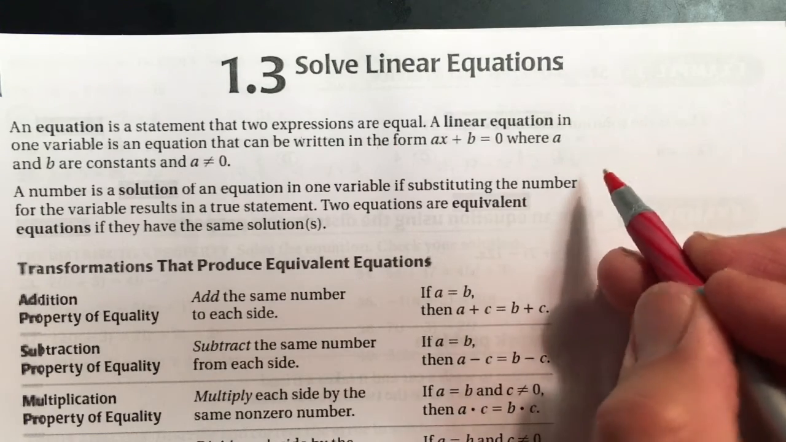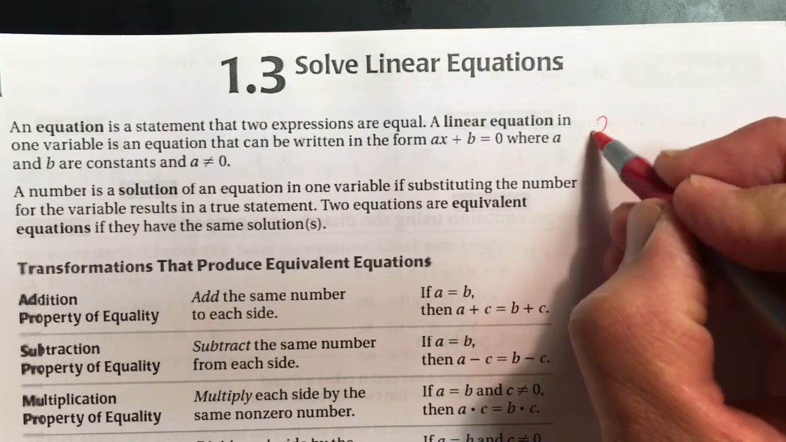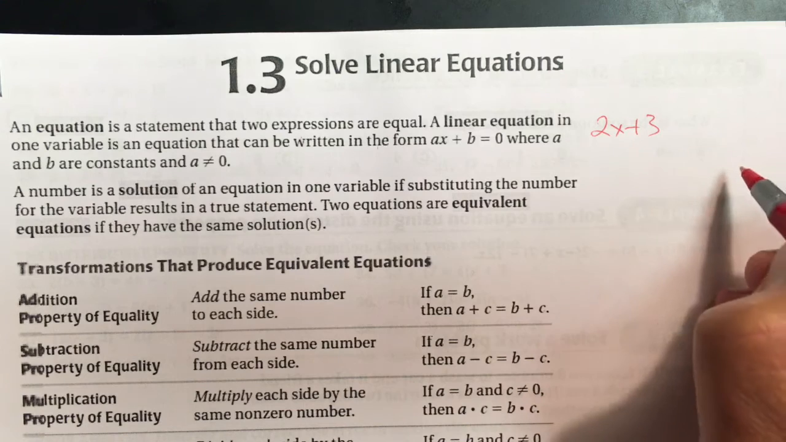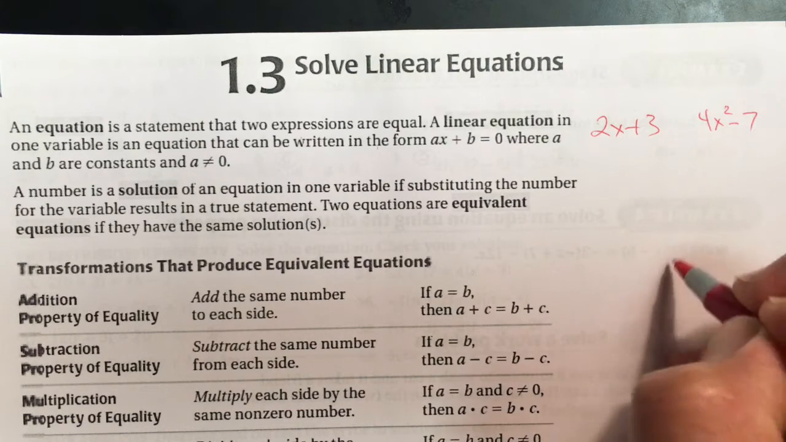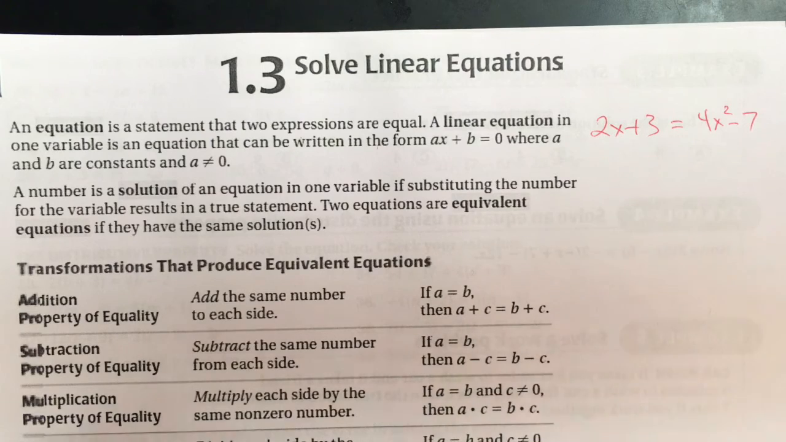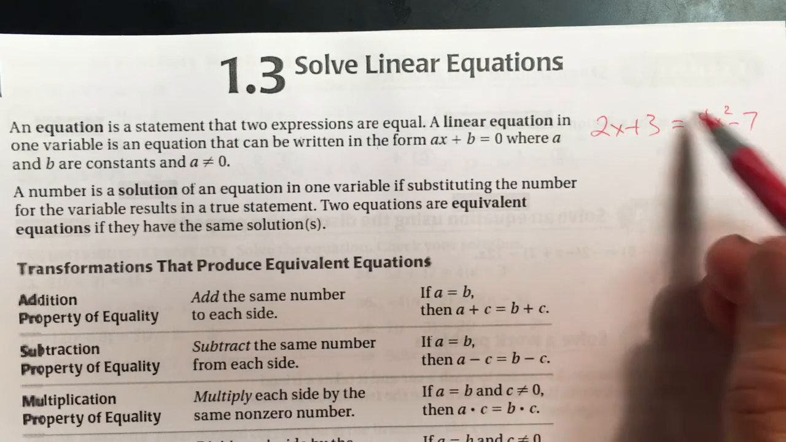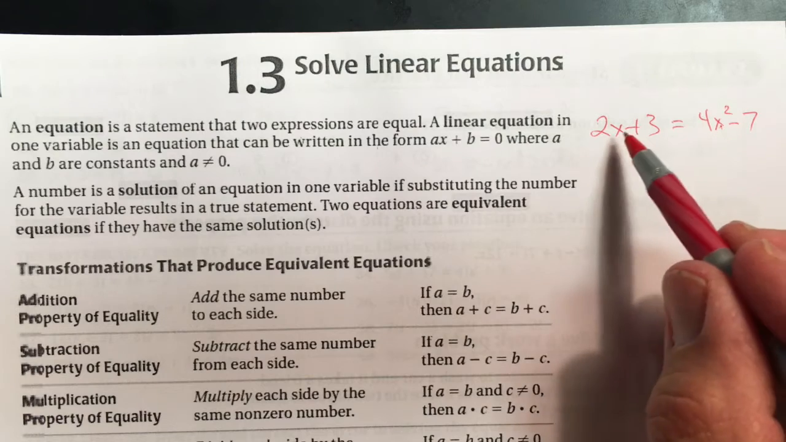So we talked about expressions in the last section. So you have some expression 2x plus 3. You have another expression 4x squared minus 7. And all they're saying is that they're equal. And your job then is to solve this equation for the unknown value of x.